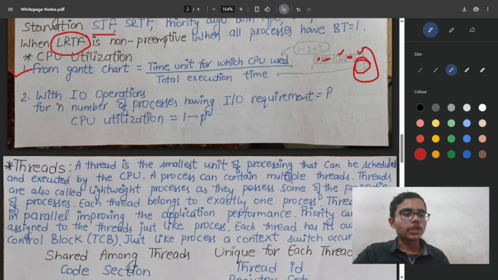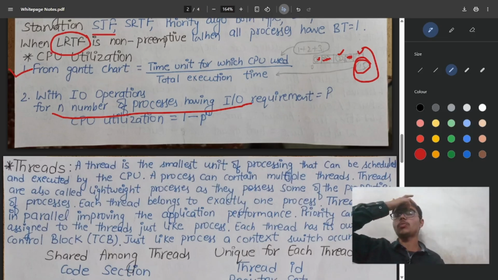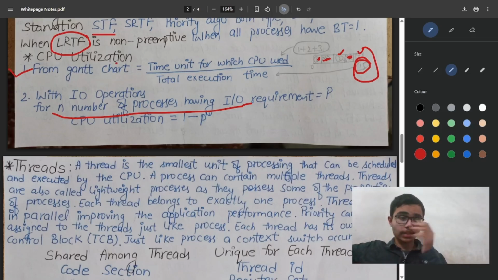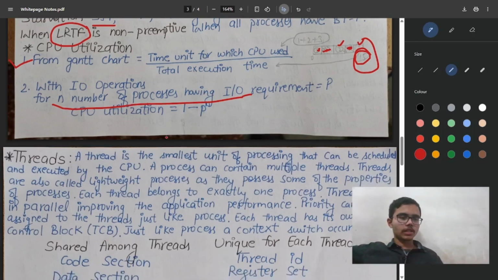So with input output operation for n number of processes having input output requirement p, CPU utilization is 1 minus p power n. If there are n number of processes which require input output, with input output requirement equal to p, then CPU utilization is 1 minus p power n. Here p means the fraction of the n processes which need input output.